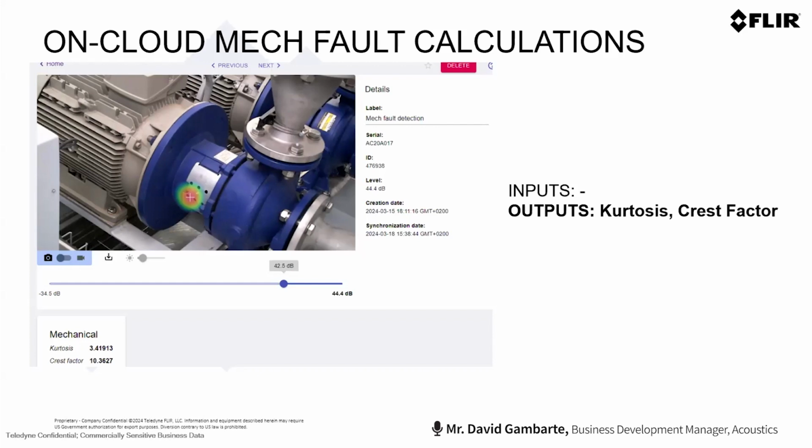So that's why we just give you where there is a potential mechanical fault, the location of it, and we give you the kurtosis and crest factor, and then we ask you to inspect further. With this data, you can go and inspect further what is going on in that system.